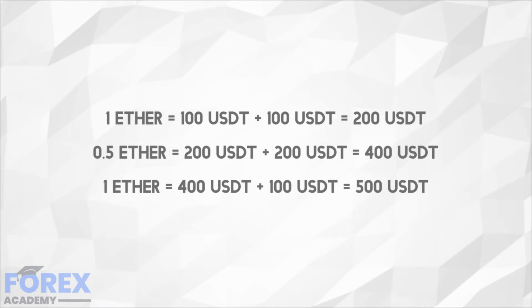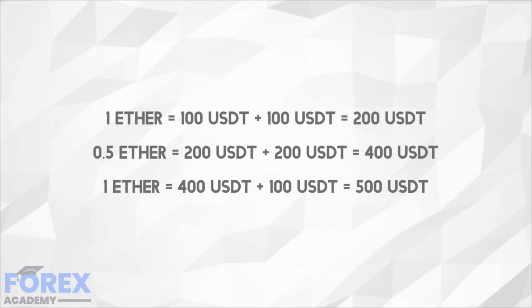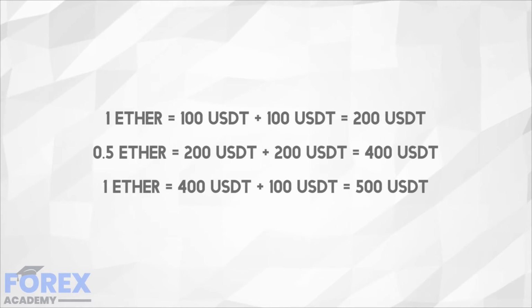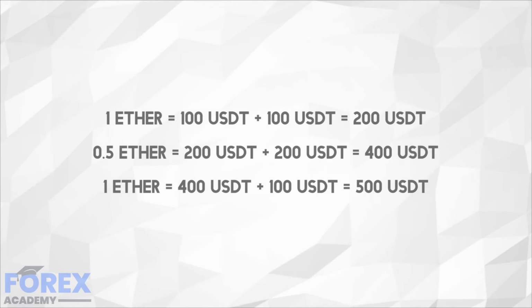If Bob decides to withdraw his funds at the current ratio, he will get promised 10% of the pool, which is 0.5 Ether and 200 USDT, totaling 400 USDT. While it seems like he made a nice profit, if he held on to his funds instead of pooling them, which would come out to 500 USDT. 1 Ether equals 400 USDT plus 100 USDT equals 500 USDT.